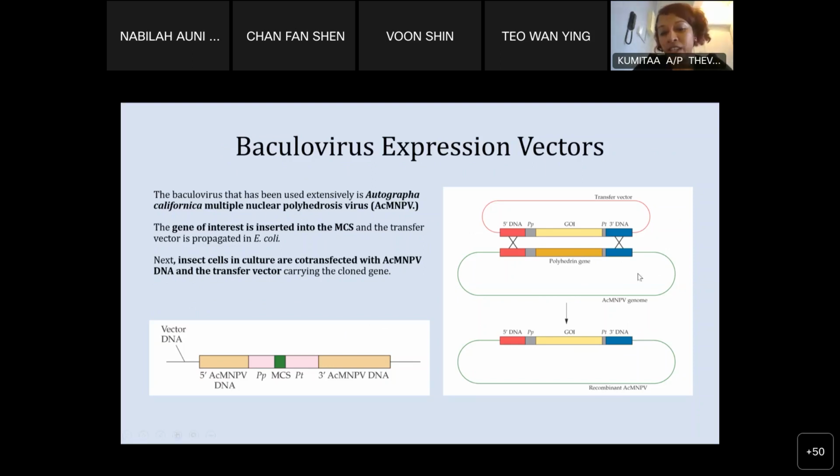If you look at the image on the right, you have your ACMNPV genome and your transfer vector. You have homologous regions between both your transfer vector and your ACMNPV genome. Again, remember your polyhedrin is what is usually swapped out for your gene of interest. Since your gene of interest is on your transfer vector, after homologous recombination occurs, your gene of interest is transferred into your ACMNPV genome. And now this recombinant genome contains your gene of interest.